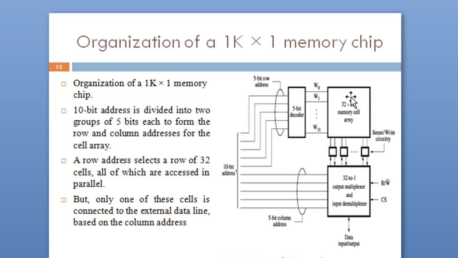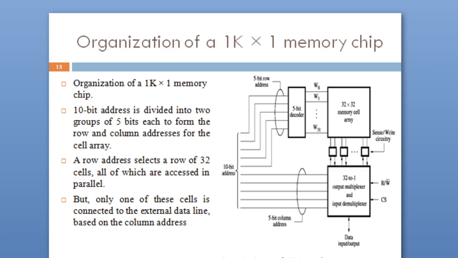And each of these memory cells is connected to the sense/write circuitry, and according to the column address, only one of these cells is connected to the external data line. One of these lines is connected to the external line by the output multiplexer and input demultiplexer.